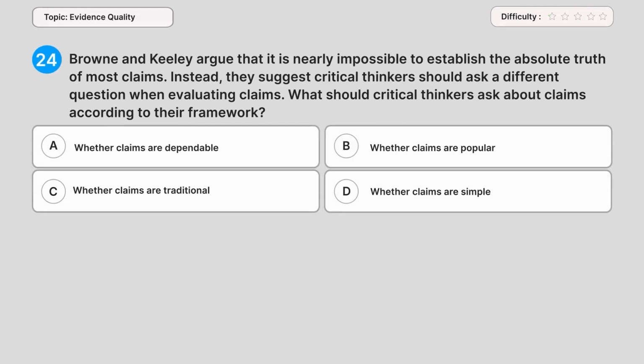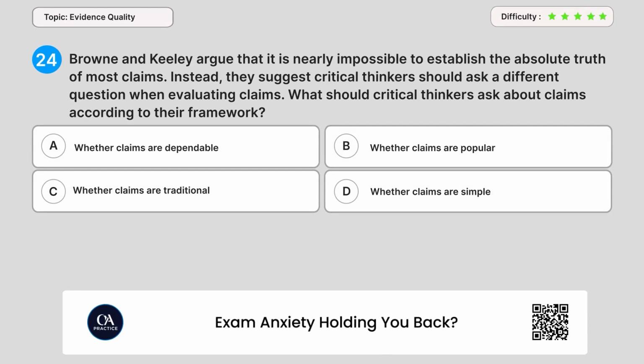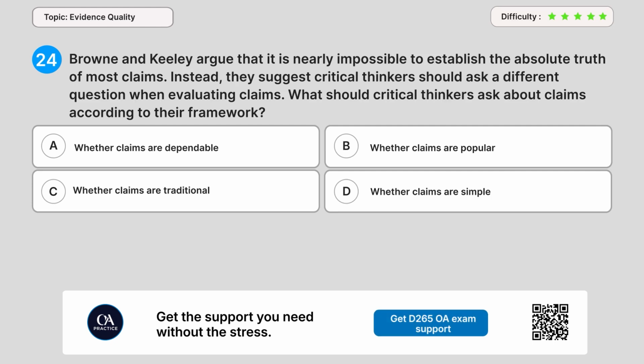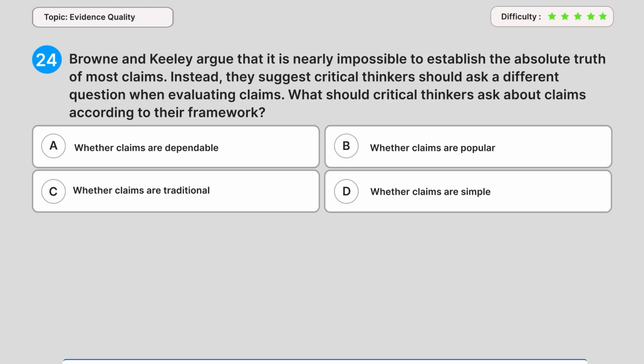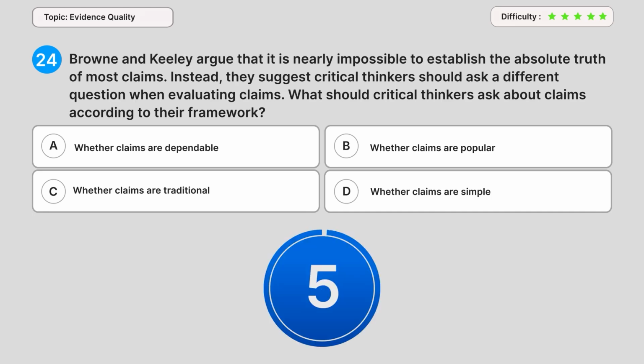24. Brown and Keeley argue that it is nearly impossible to establish the absolute truth of most claims. Instead, they suggest critical thinkers should ask a different question when evaluating claims. What should critical thinkers ask about claims according to their framework? A. Whether claims are dependable. B. Whether claims are popular. C. Whether claims are traditional. D. Whether claims are simple. Do you know the answer?